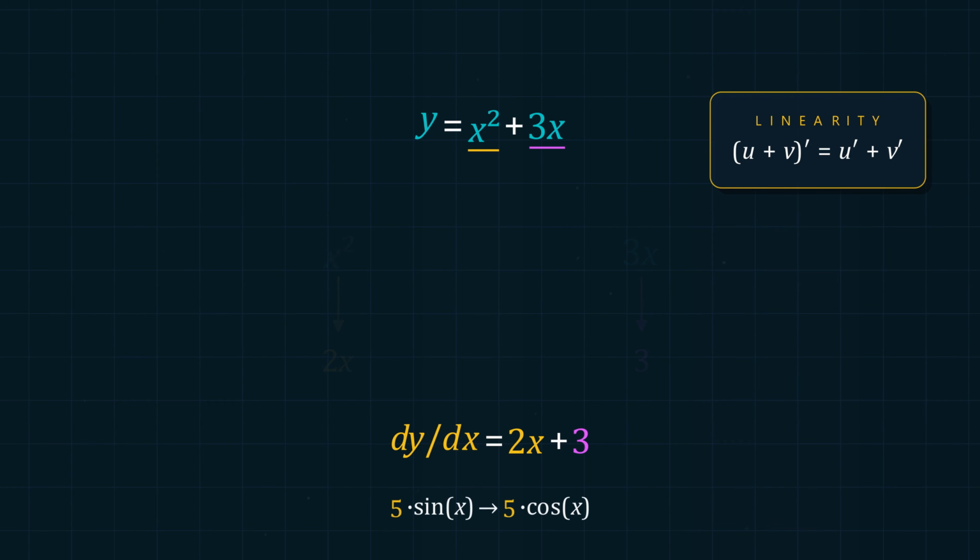This also means we can pull constants out. The derivative of 5 sine of x is just 5 cosine of x. Linearity makes differentiation a term-by-term operation. Now let's look at a more complex function. y equals e to the negative 0.2x times sine of 3x squared plus 1.